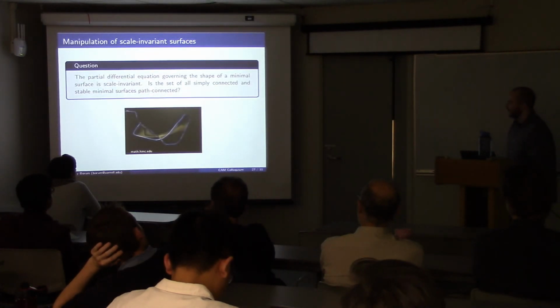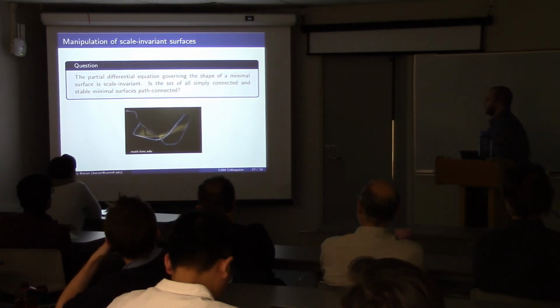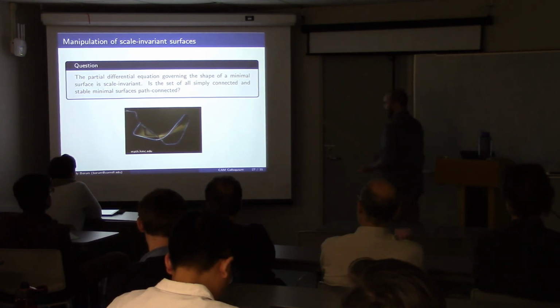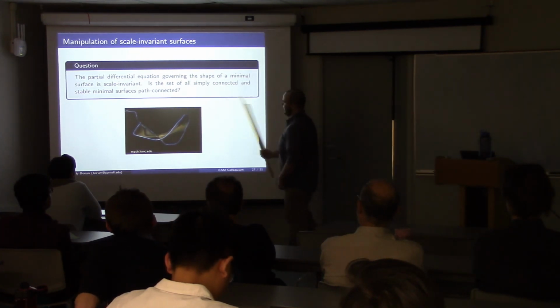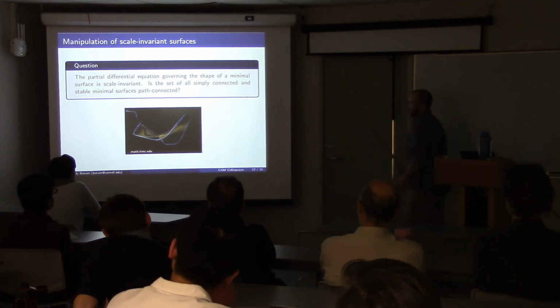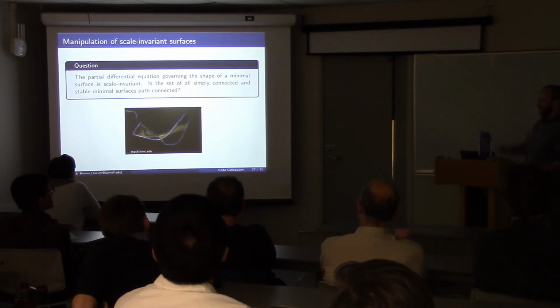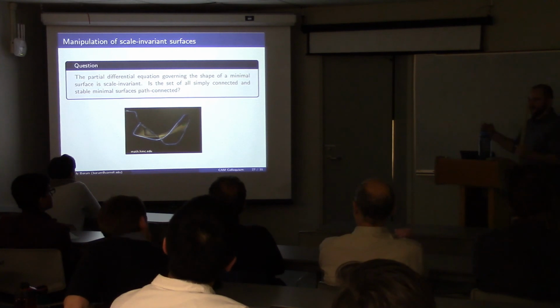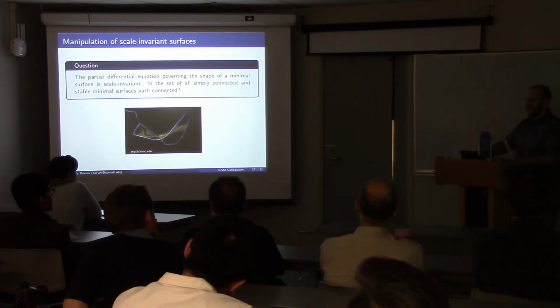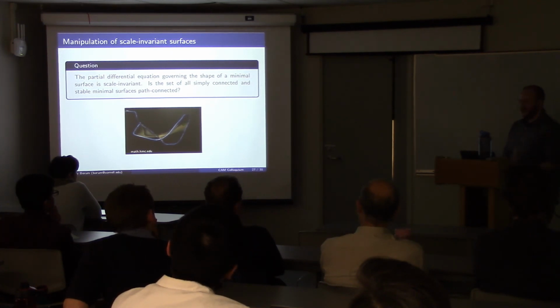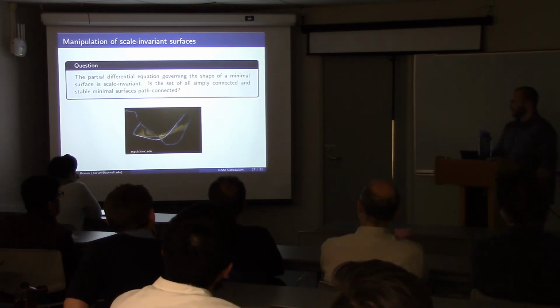But the question we could ask relates to soap bubbles. The partial differential equations that govern the shape of the soap bubble are scale invariant. So it seems reasonable to ask, is the set of all simply connected and stable minimal surfaces path connected? Can I apply that scaling procedure we saw on the previous slide to a soap bubble to flatten it and rebend it into some other shape? That's something I'm looking into. I don't have a good answer. I don't know very much about minimal surfaces, so maybe this is known, maybe not. I think it's an interesting question.